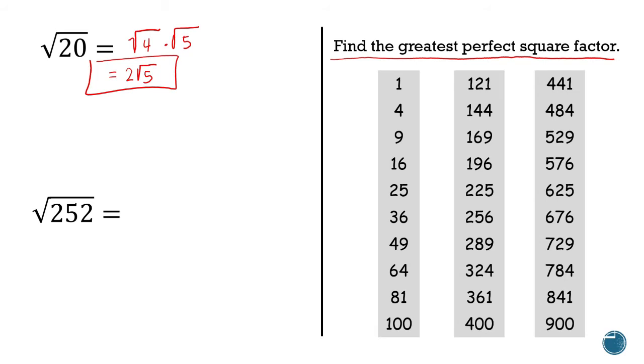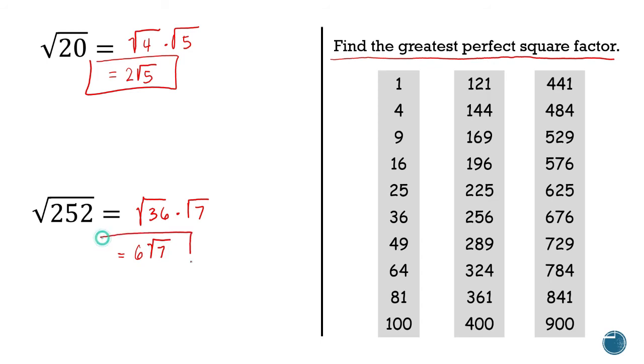Now let's try the next one, 252. Think about it and find the greatest perfect square factor of 252. I'm going to give you maybe 5 seconds. Okay, that is right. It's 36. So this is equal to the square root of 36 times the square root of 7, right? Because 36 times 7 is 252. And we all know that the square root of 36 is equal to 6. So this is 6 square root of 7.